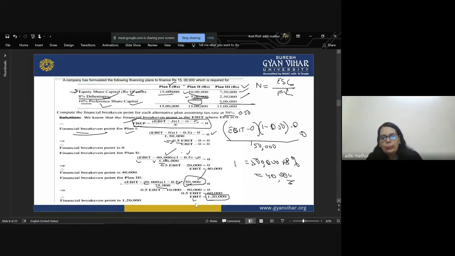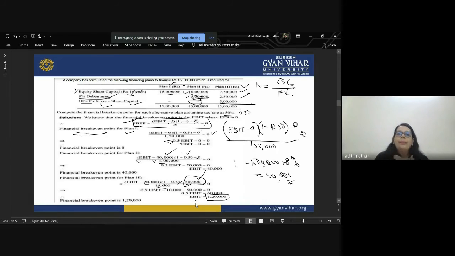That means when you are in plan 3 and your company is earning an EBIT of 1,20,000, your EPS will be 0. Right? So you have to earn more than 1,20,000 to be in a good financial position to give something to the equity shareholders also. Because at the level of 40,000 and 1,20,000, your equity shareholders are getting nothing because your EPS is zero. You are at the financial break-even point.